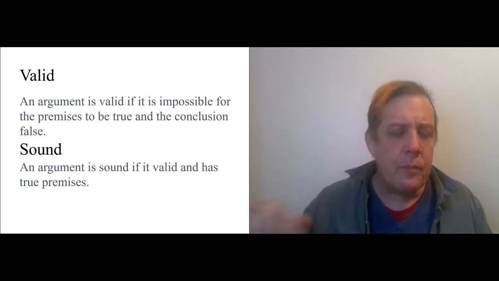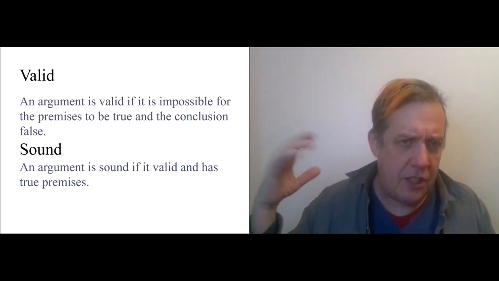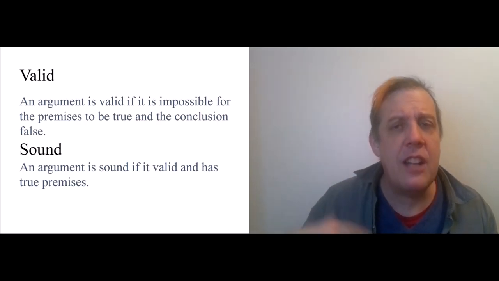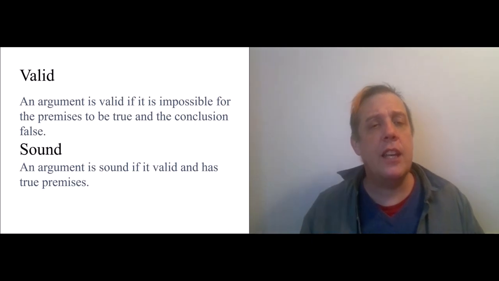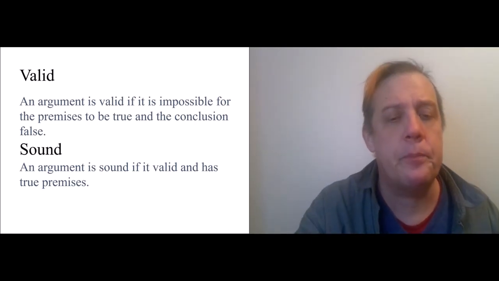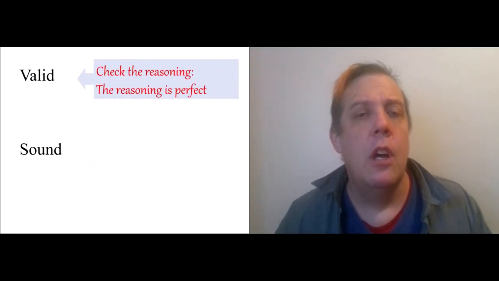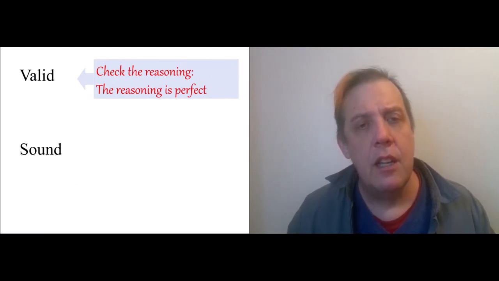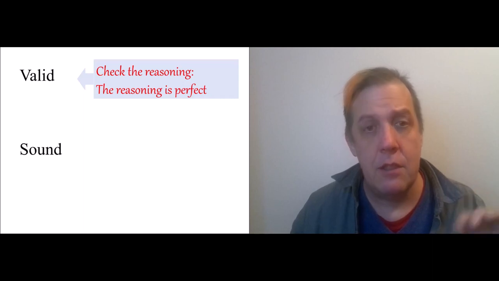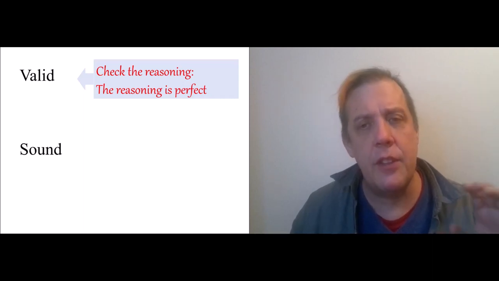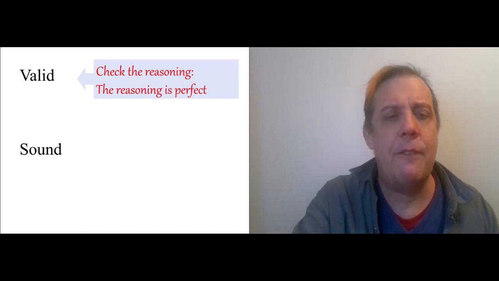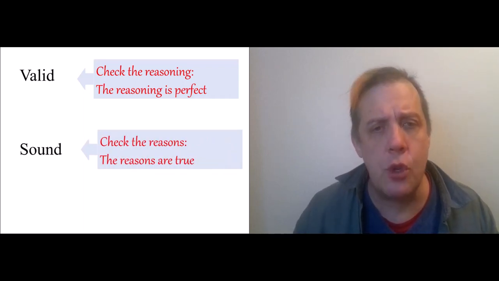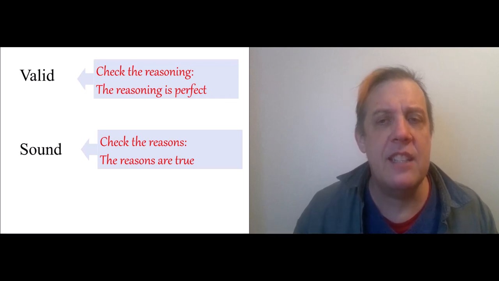And then if it turns out that the premises actually are true, that's a bonus, and we say that the argument is sound. So when you check the reasoning, if the reasoning is perfect, absolutely perfect, we say that the argument is valid. If after that you check the reasons and you find that they are true, then the argument is sound.